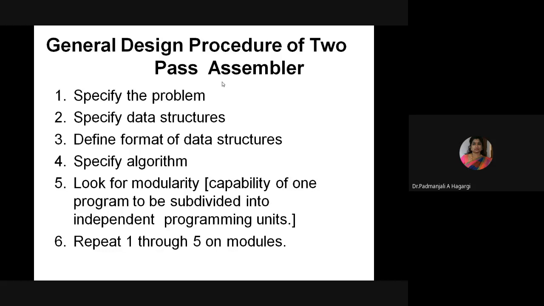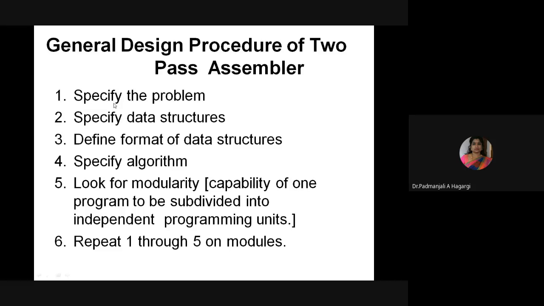Two-pass assembler, in the sense that it scans the source code two times. General design procedure of a two-pass assembler: specify the problem, specify the data structures, define the format of the data structures, specify the algorithm, look for modularity, the capability of one program to be subdivided into independent programming units, and repeat 1 through 5 on the modules.